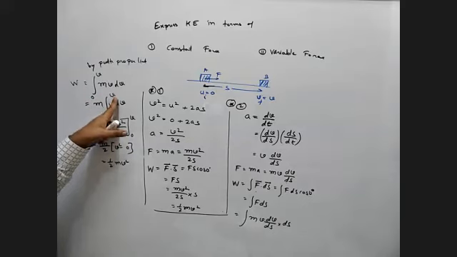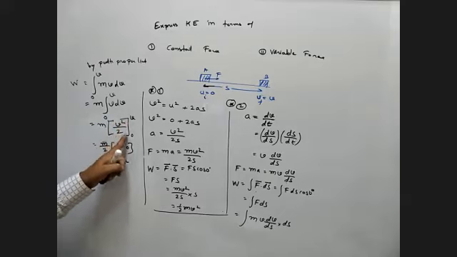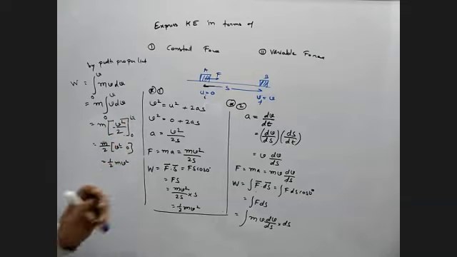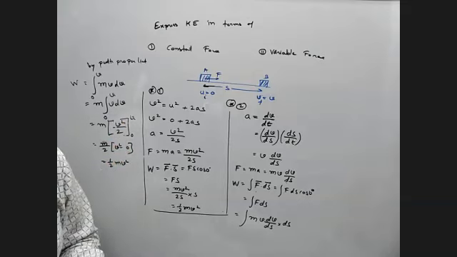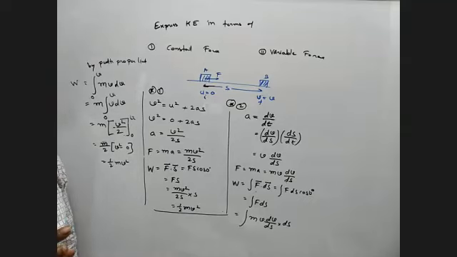So the power is 1. We all know the integration of x to the power n dx is x to the power n plus 1 by n plus 1. So 1 plus 1 is 2. So final minus initial, v square minus 0, so half m v square. Is it clear? Everybody, you understand?